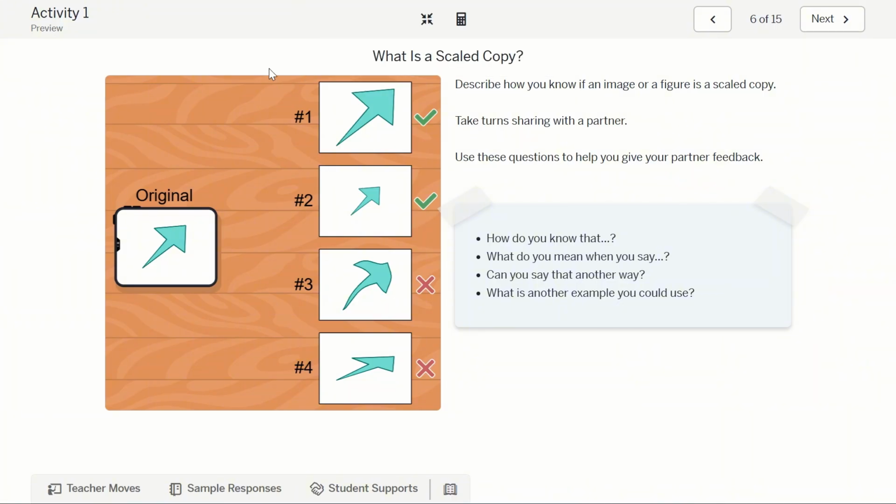Again, anybody want to volunteer and tell me what they define scaled copy as? Yes. Scaled copies are the same shape but different size. Okay, anybody want to add on to that definition? Bigger or smaller, it stays the same, but just a different size. Do we want to change the shape? So remember the shape. What I've heard is the shape stays the same, right? The consensus is bigger or smaller, but it still stays the same, right?